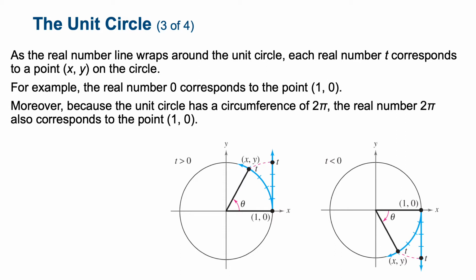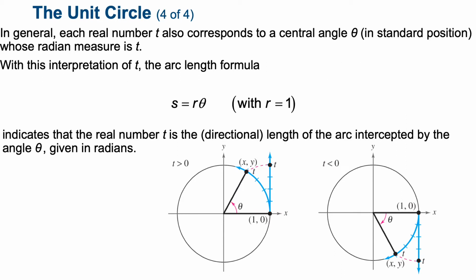So in general, I can say that every real number t that I find here on the line, like any point that's on this unit circle, I can correspond it to some central angle, right? That vertex is on the origin in the standard position and has a radian measure t.